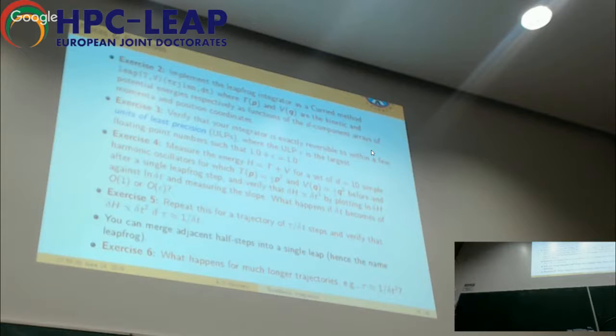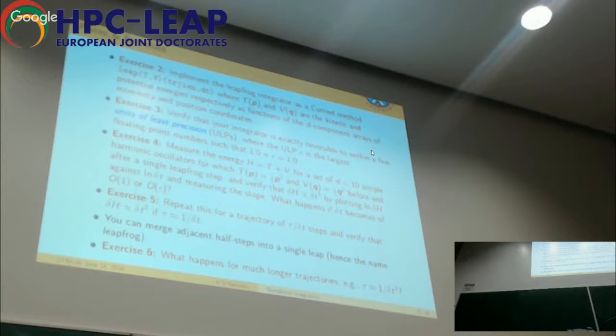Okay, so the next exercise was to do the same thing, but now just to take a trajectory of length tau over delta tau steps. So just take your step and repeat it tau over delta tau times. For the sake of argument, assume that tau over delta tau is an integer, and if not, round it to the nearest integer, and verify that the errors grow like delta tau squared, if tau is of the order of a constant, so the trajectory length is 1.